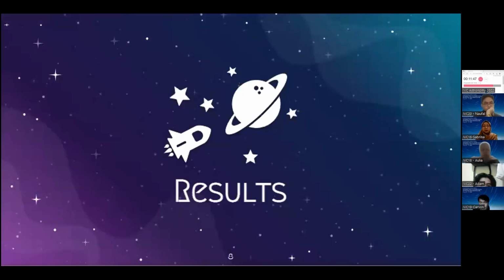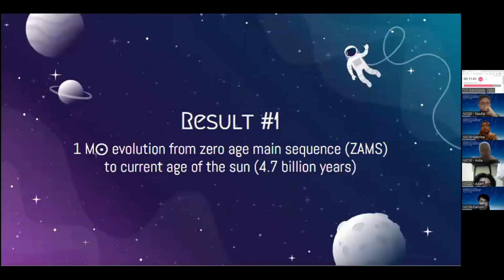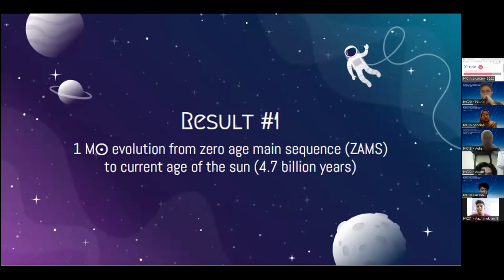Good afternoon, everyone. Next slide, please. So here I am with the results of our stellar evolution model, which is one solar mass evolution from zero age main sequence to current age of our sun, that is 4.7 billion years.